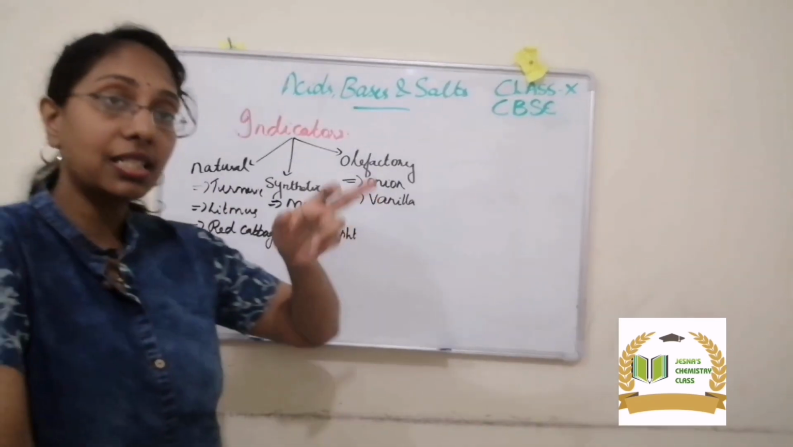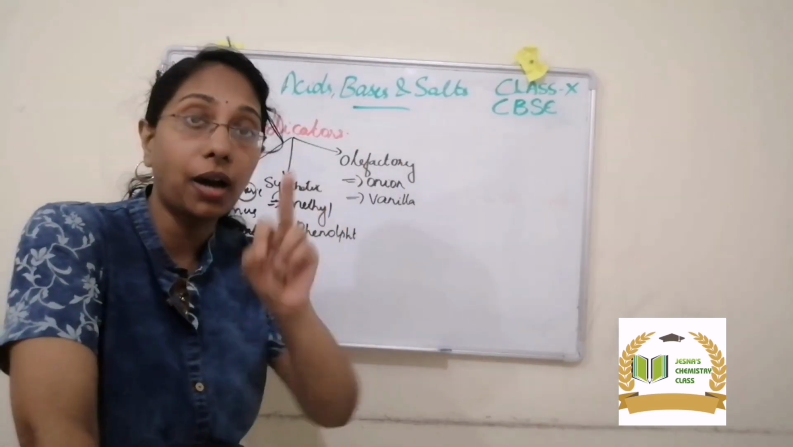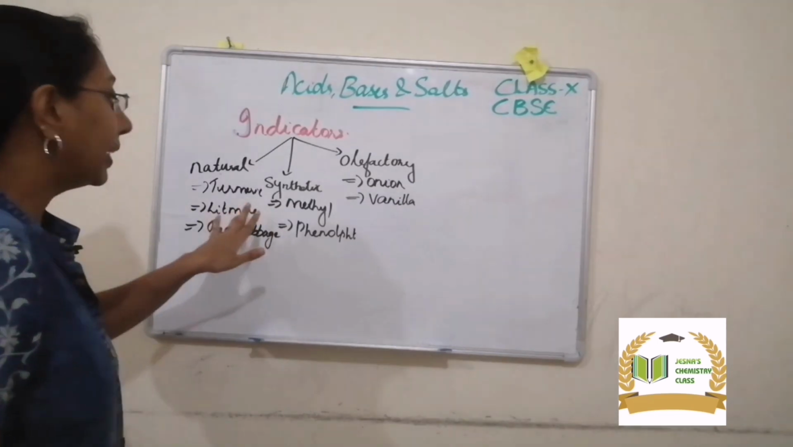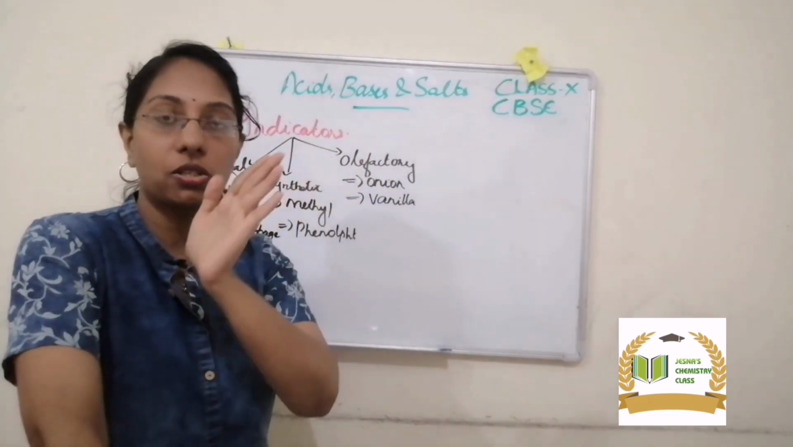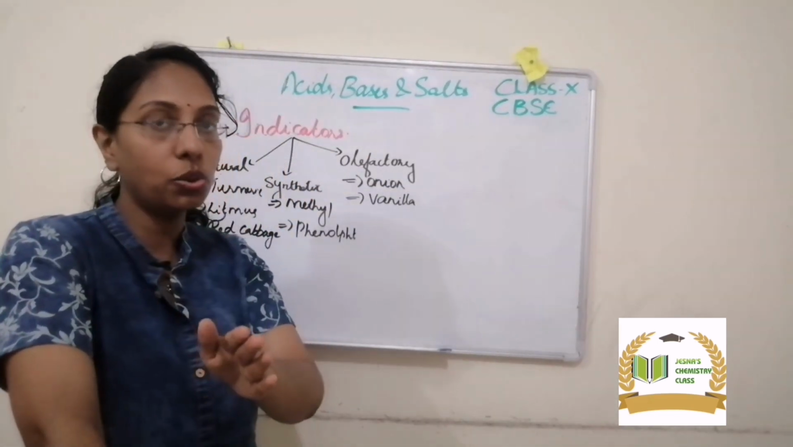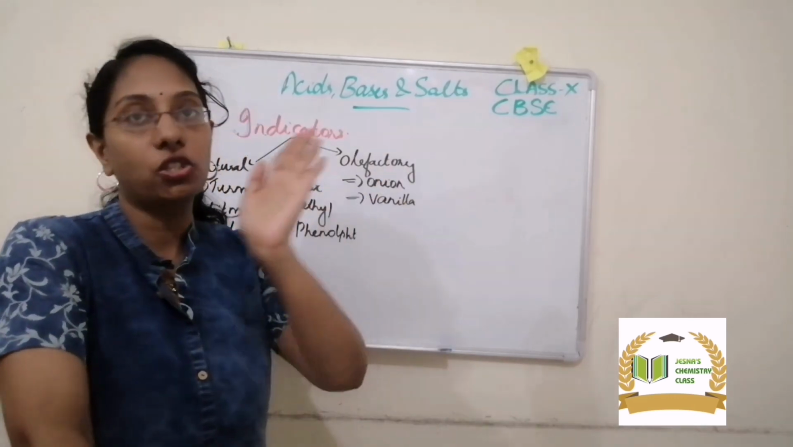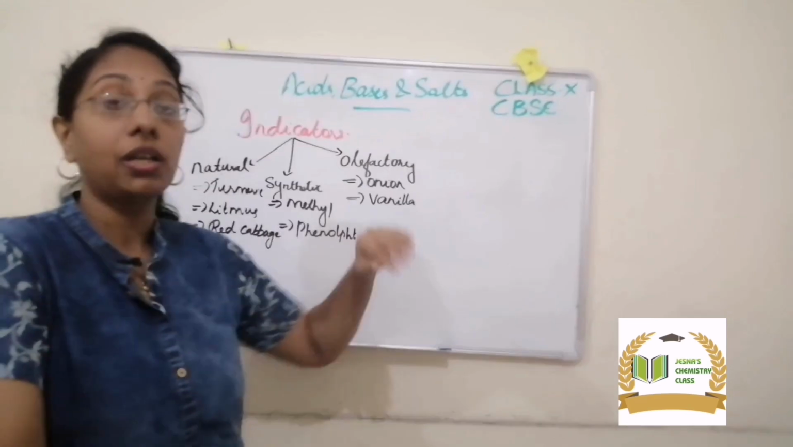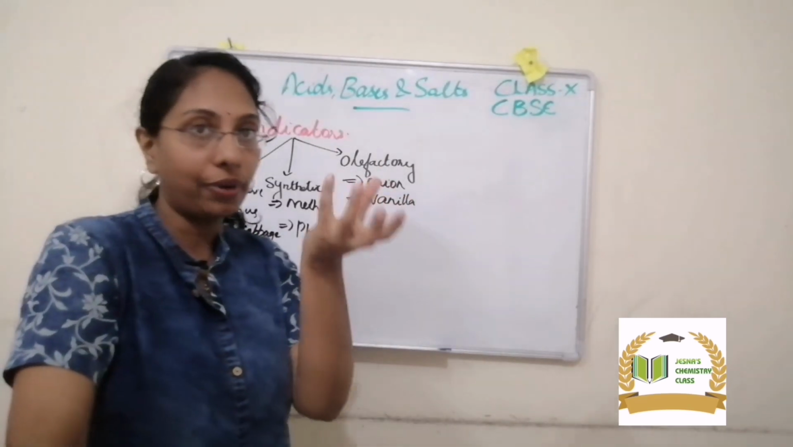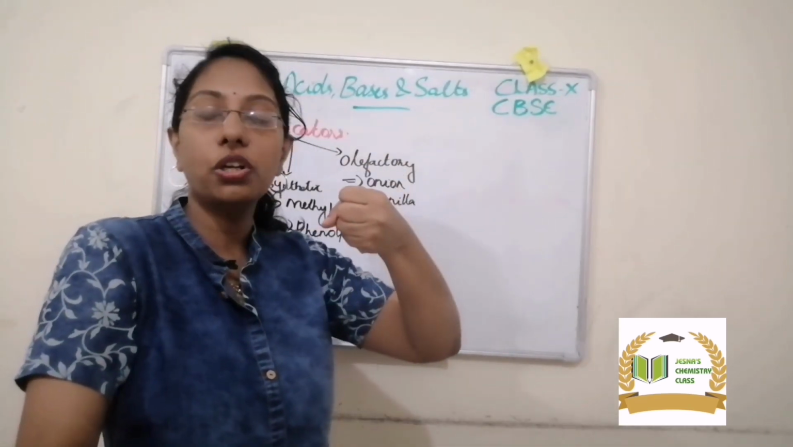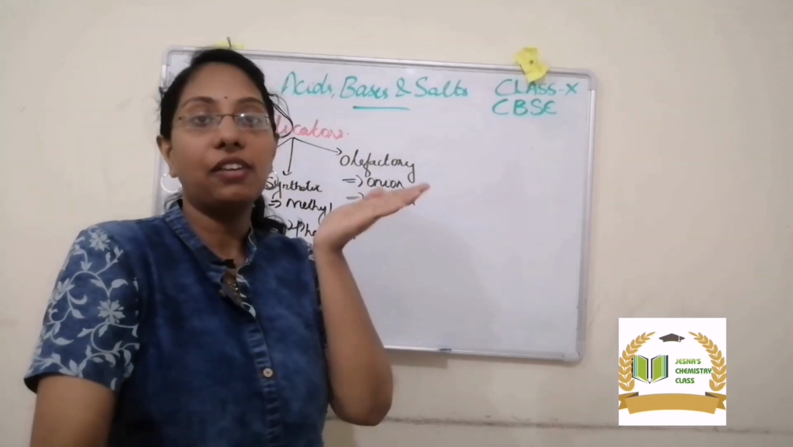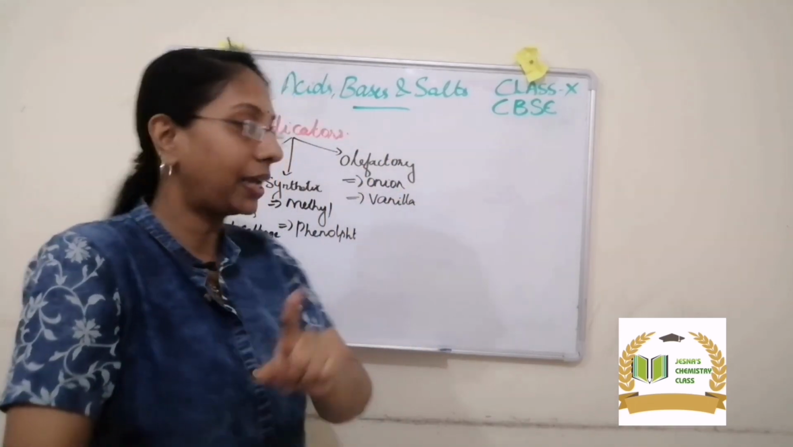Turmeric changes its color from yellow to reddish brown in a base, and there is no color change in an acid. Blue litmus changes into red in acidic solution, and red litmus changes into blue in basic solution. For red cabbage solution, which is red, if it changes into reddish brown, it is an acid, and if it changes into green, it is a base.